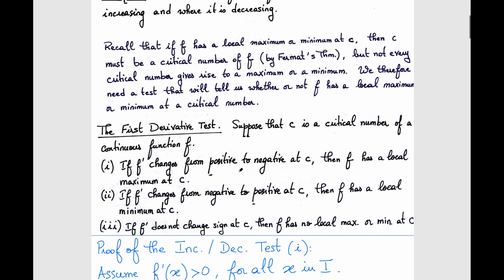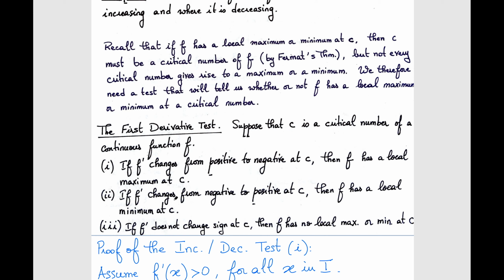So what's the next test? The first derivative test. Suppose that c is a critical number of a continuous function f, near c, in a neighborhood of c. Let's be more precise: around c the function f is continuous. Then if f prime changes from positive to negative at this point c, then the function is going to have a local maximum at this point. So if f prime changes from positive to negative at this number c, then f is going to have a local maximum at c.